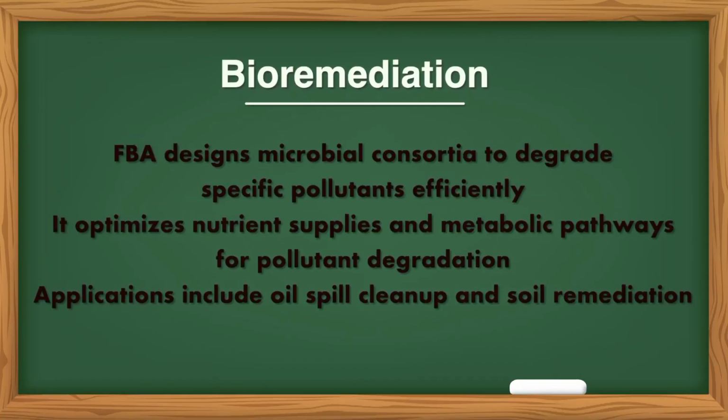Now, another case study is in the field of bioremediation. The objective would be using microorganisms to clean up the environmental pollutants. How does FBA help here? FBA designs metabolic consortia to degrade specific pollutants efficiently. It optimizes the nutrient supplies and metabolic pathways for pollutant degradation. Applications would be in the field of oil spill cleanup and soil remediation.